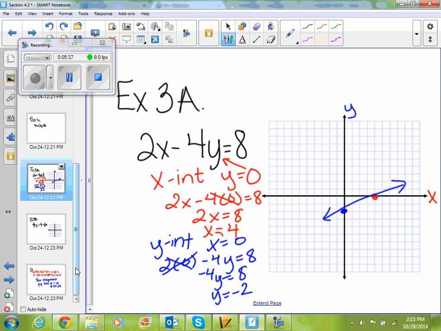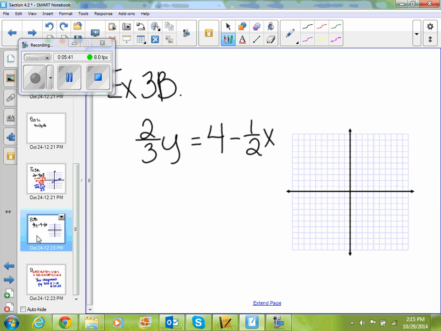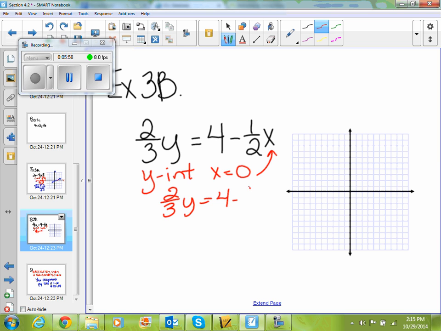Are we feeling good? Okay, let's do one more, let's use the practice. To find my y-intercept, x equals 0. So I plug in 0 and get 2/3 y equals 4 minus 1/2 times 0. 1/2 times 0 is 0, so 2/3 y equals positive 4.